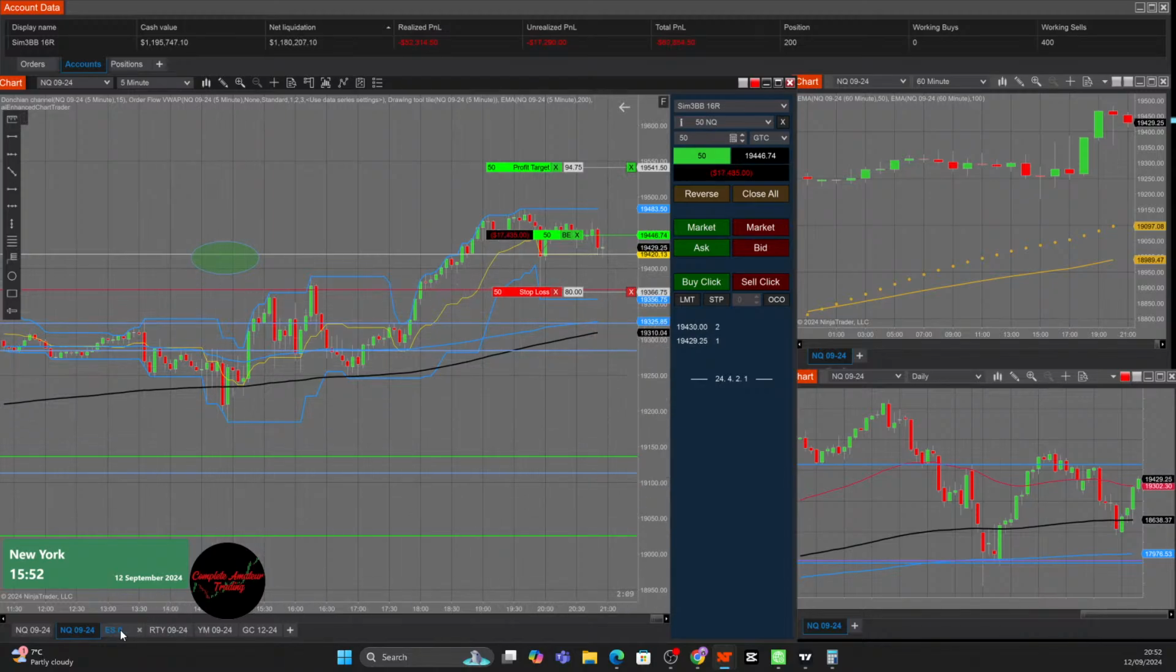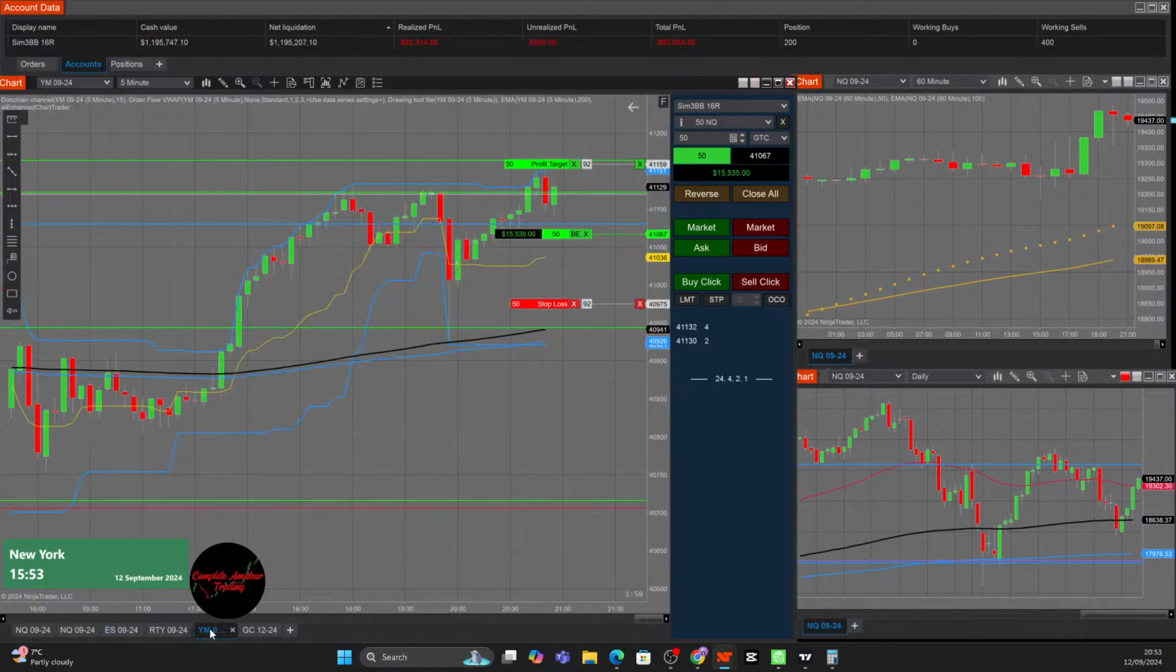So is ES. Need quite a bit of work here. Quite a bit of work. Actually need a break of the high of the day. Current high of the day, 51. How likely is that to happen? Struggling.